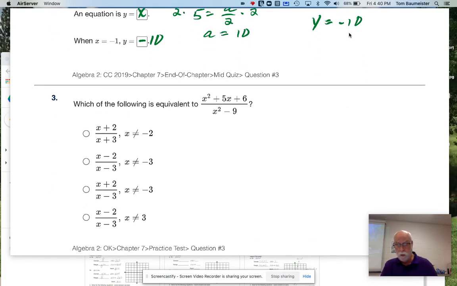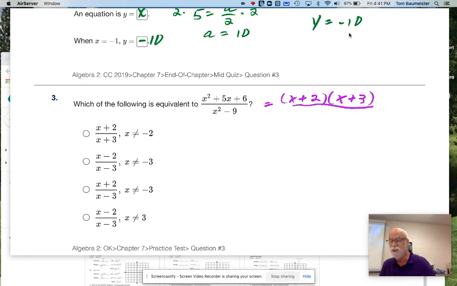Which of the following is equivalent to x squared plus 5x plus 6 over x squared minus 9? So on this one here, you're going to want to simplify or factor both of them. So on the top one there, we know that we have an x and an x. Again, this one here is positive. So I look at that one there. That tells me they're both positive. And what are factors that will give us 5 when I add them and 6 when I multiply them? It would tell me 2 and 3.